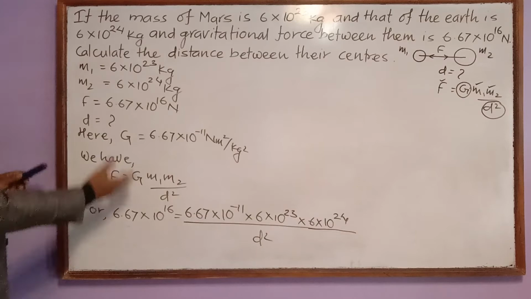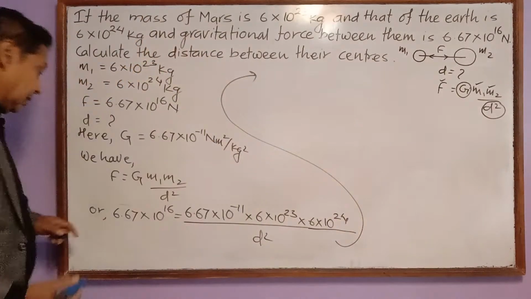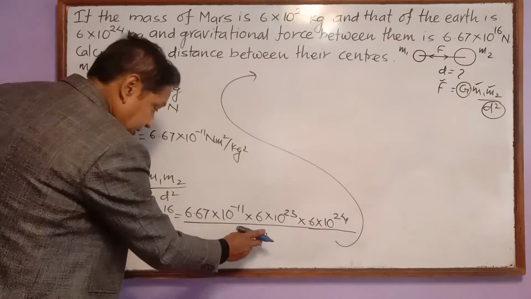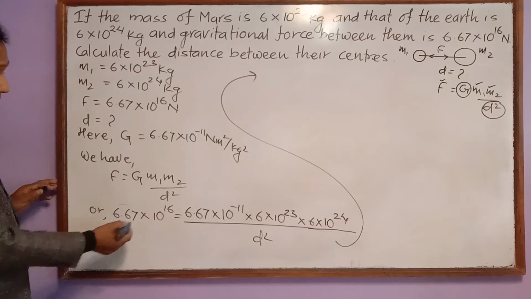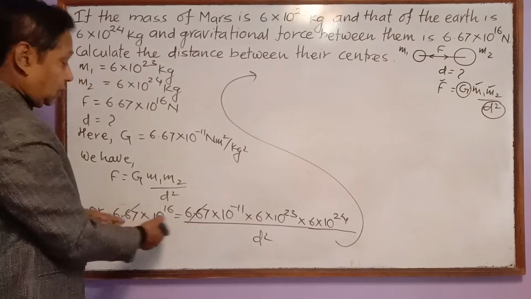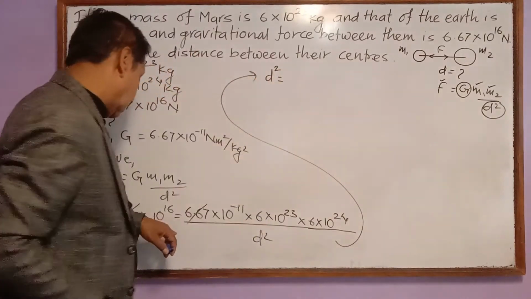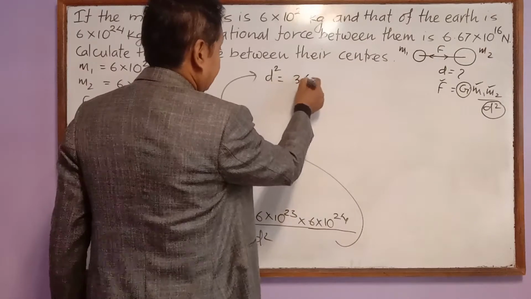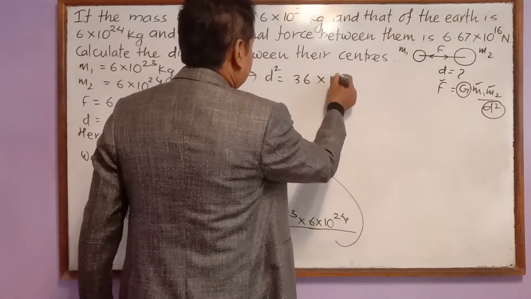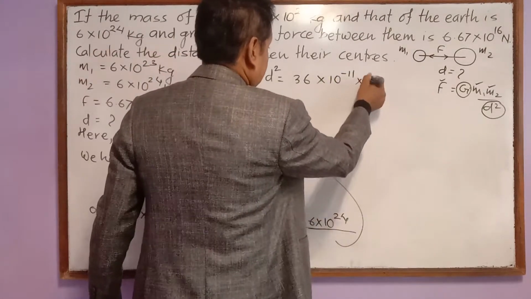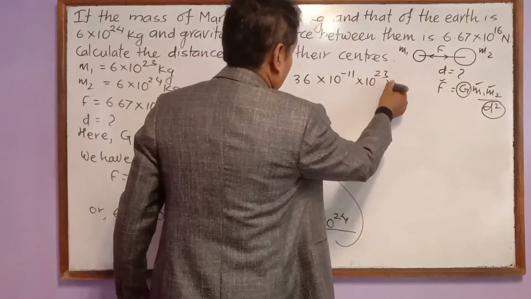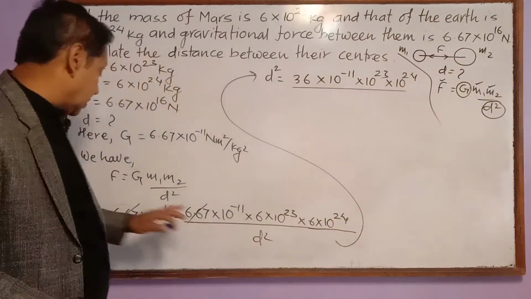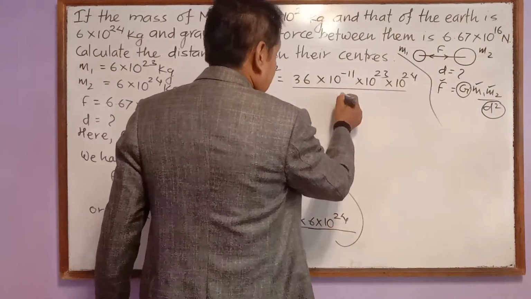Okay, now let's go to this place. Now I want to take this distance to this side. If 6.67 into 10 to the power 16 is taken in place of this distance, and distance is taken to the left hand side, then we can cancel this 6.67 with each other. D square is equal to, what is left? In case of numbers, 6 and 6, 6 sixes are 36, into 10 to the power minus 11, and another 10 to the power 23, and another 10 to the power 24. Now in the denominator we have 10 to the power 16, on the right hand side.